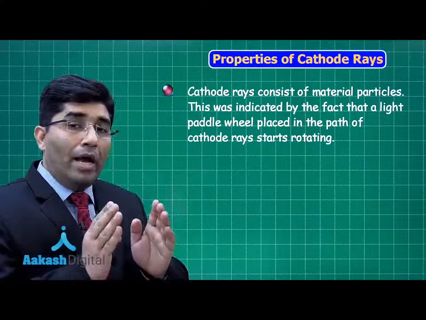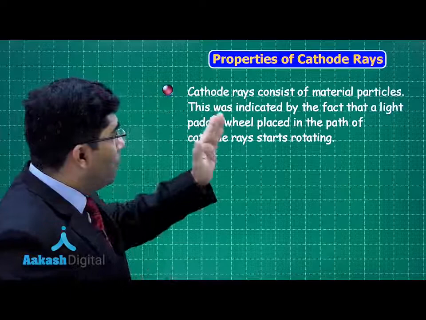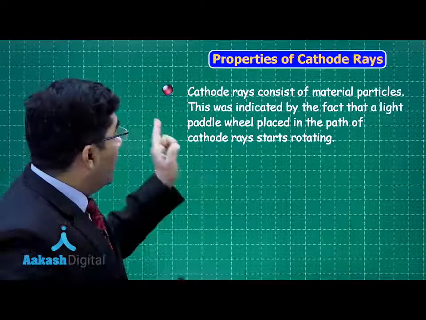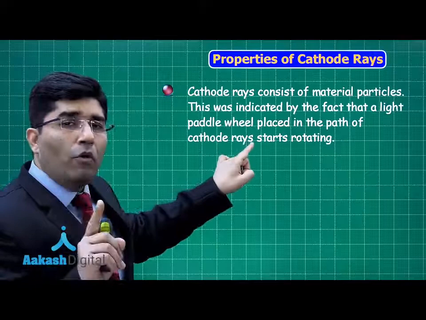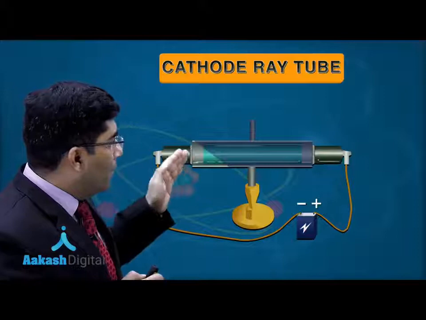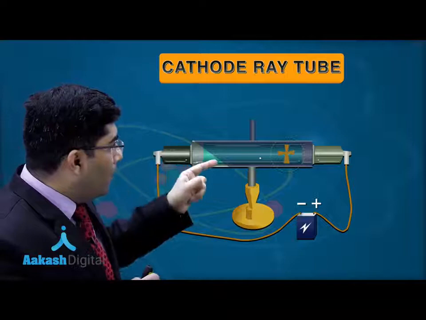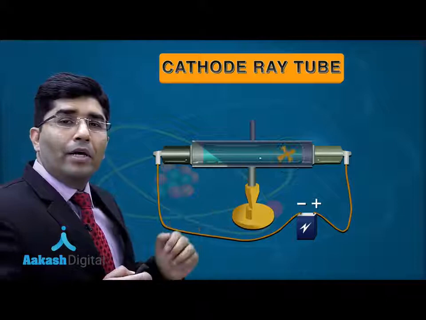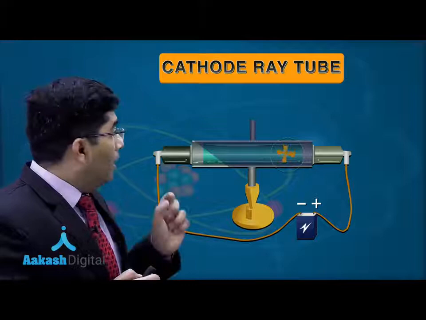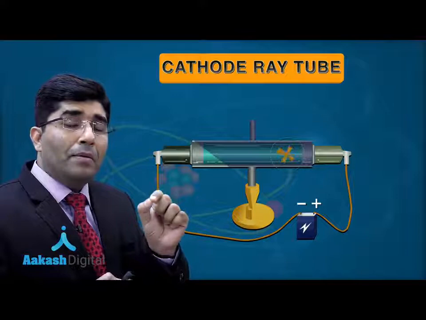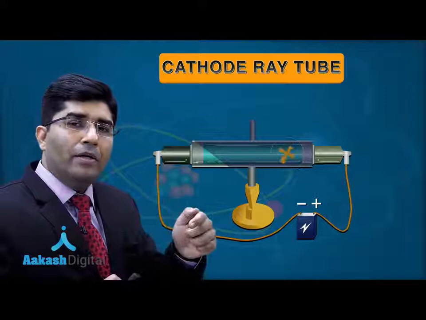This was indicated by the fact that a light paddle wheel, like a fan, in the path of cathode rays starts rotating. You can clearly see in this picture that these are the cathode rays coming from the negative terminal, and this is the paddle wheel, and now the paddle wheel starts rotating. In this way you can say that definitely cathode rays are composed of some material, some matter, that has some mass. That's why momentum has been shifted and the paddle wheel is rotating. Let's talk about its second property.